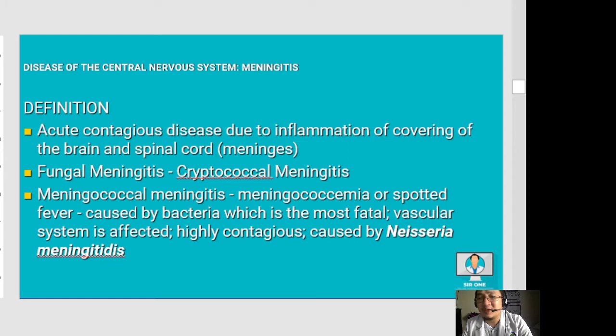There are different microorganisms that cause meningitis. One is fungal meningitis, cryptococcal meningitis, and meningococcal meningitis, usually caused by a bacteria, and this is considered by far the most fatal. The vascular system is affected, and it is highly contagious. That bacteria is Neisseria meningitidis. Meningitis is also caused by Haemophilus influenzae and Streptococcus pneumoniae, to name a few. In some other references, they also include Mycobacterium tuberculosis.